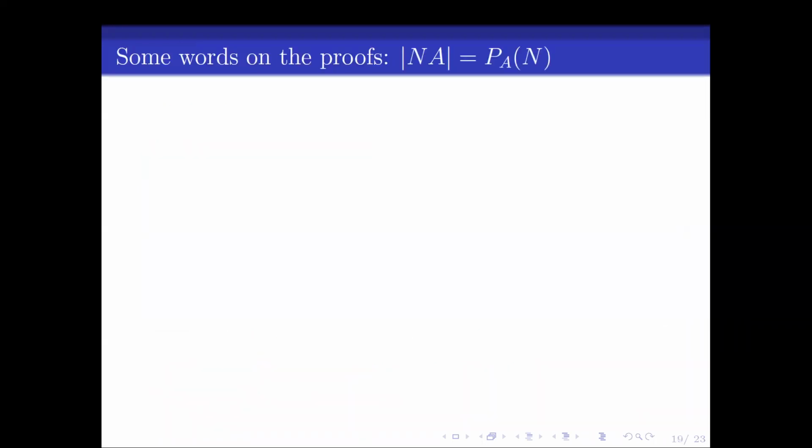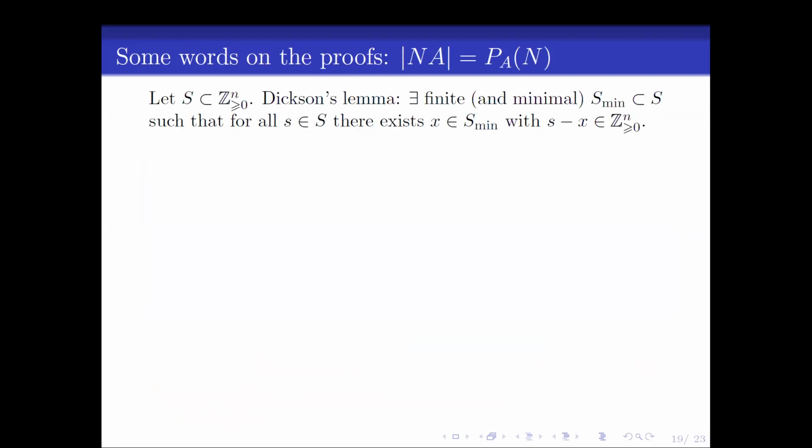Okay, now I do have a small amount of time left, I think, and so I just have 2 slides on the proofs at the most very basic level. So this is about the Khovansky thing, and here I'm reminding you of Dixon's lemma. So we've got this minimal set, S min.